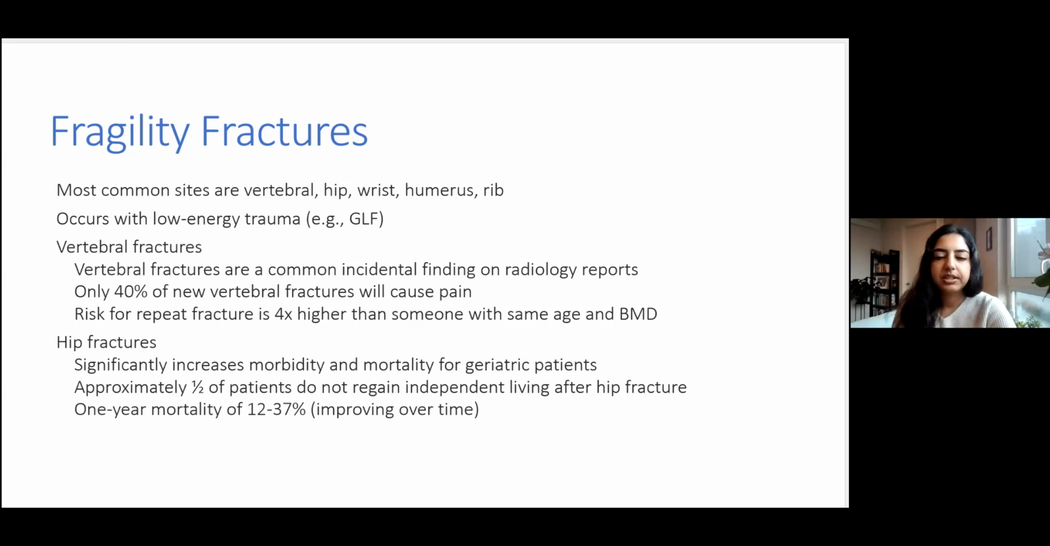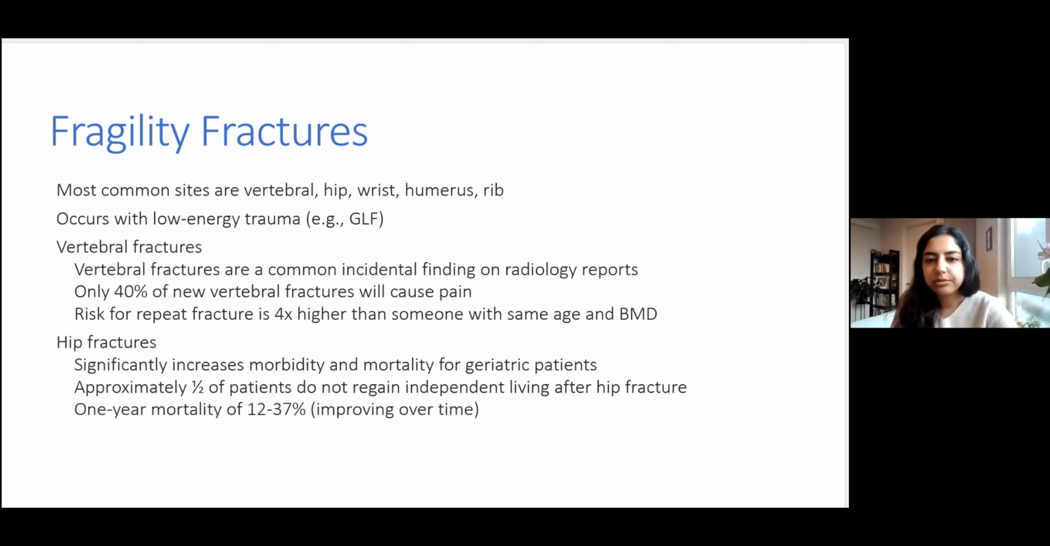Some notes about these 2 specific types of fractures. Vertebral fractures: you guys have all had experience where this is a common incidental finding that we'll notice on radiology, and it's often not communicated to patients. A lot of times patients will have no idea that they were incidentally found to have a vertebral fracture. Only 40% of new vertebral fractures will manifest with pain, so over half of vertebral fractures are clinically silent. That doesn't mean that they're not manifesting in some way. A lot of people will have occult height loss that suggests that they've had a silent vertebral fracture.